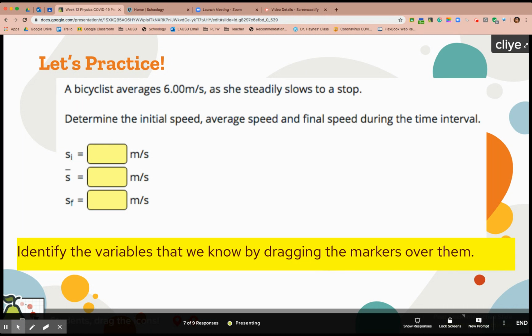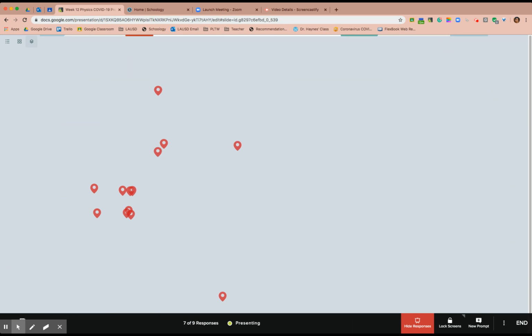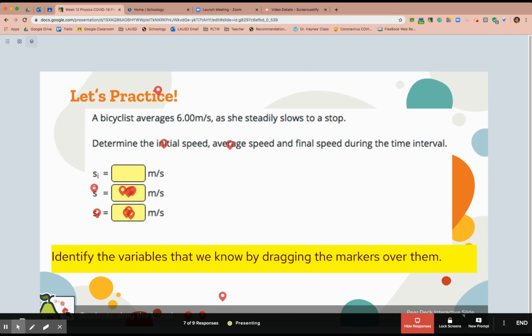Okay. I'm going to start showing responses. Some people are still moving, but yes, a lot of you noticed they gave us the average speed. So they gave us 6 meters per second. When they say she averages 6 meters per second, they gave us the average speed. And then they gave us the final speed because it says she steadily slows to a stop. So that's what she did at the end. That's the final speed. So what we don't know is the initial speed, which is what we're going to calculate.